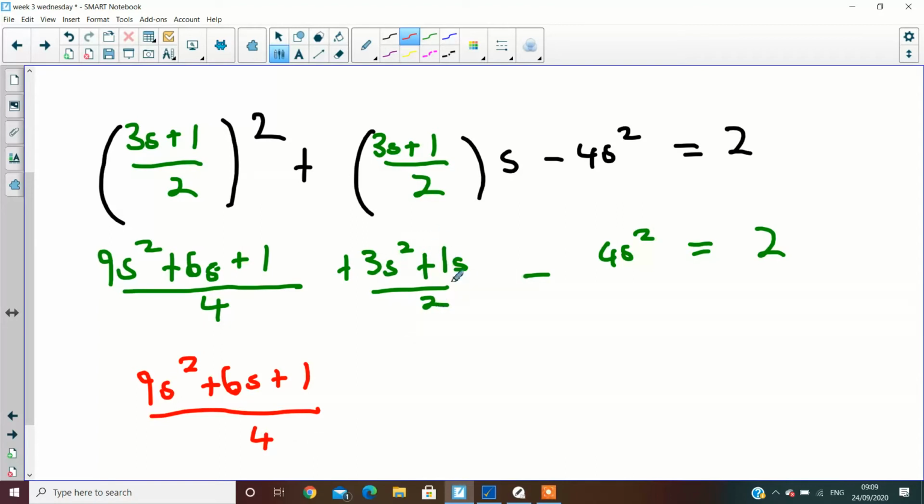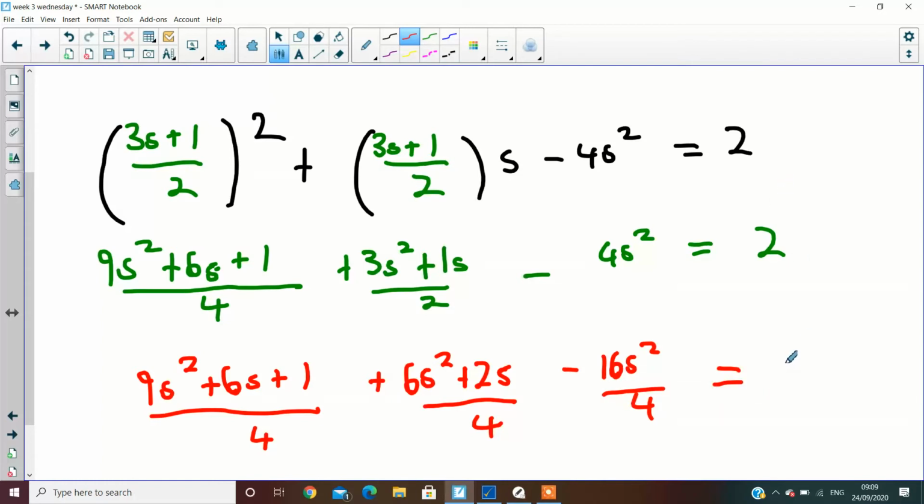The next part is going to be multiply top and bottom by 2. 6s squared plus 2s all over 4. Finally, this one's going to be multiply top and bottom by 4. 16s squared over 4, and finally equals 8 over 4. Now guys, a lot of you would have just got rid of the 4s outright, wouldn't you? That's okay. You can do that as well if you want. Nothing wrong with that. Okay.